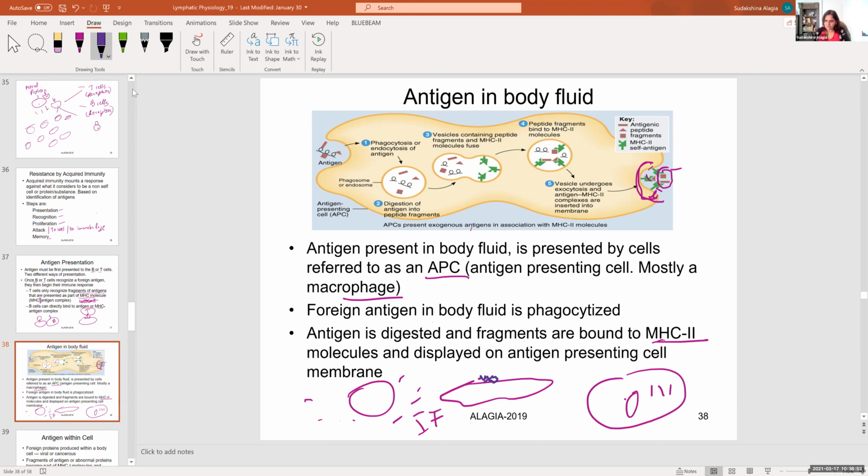Let's say this is what the MHC2 looks like. Now, it ingested a bacterium or transmigrating virus, inserted the antigen, bacterial or viral antigen, and now this becomes an MHC2 antigen complex instead of just MHC2.